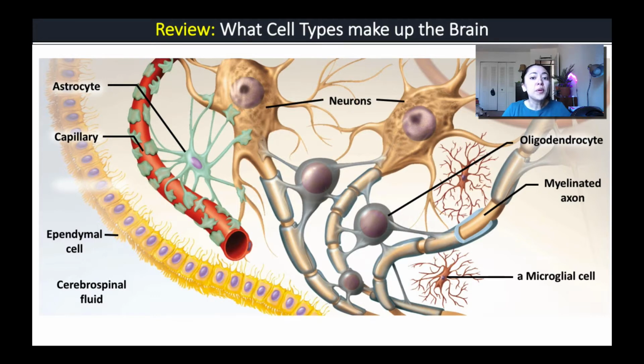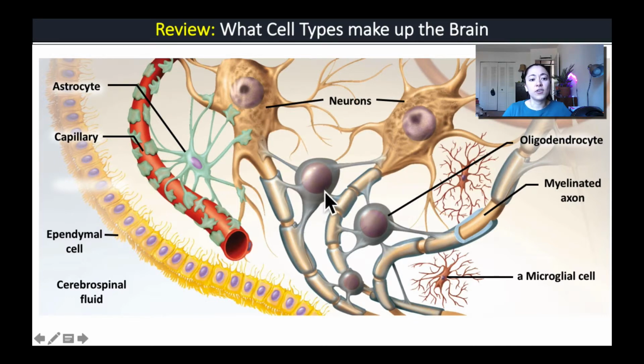Here is a picture showing the arrangement of cells in the brain. Let's start over here. Here is the cerebrospinal fluid. The cerebrospinal fluid is found in the ventricles of the brain, and you can see that it is lined by the ependymal cells. Over here is the brain tissue itself.